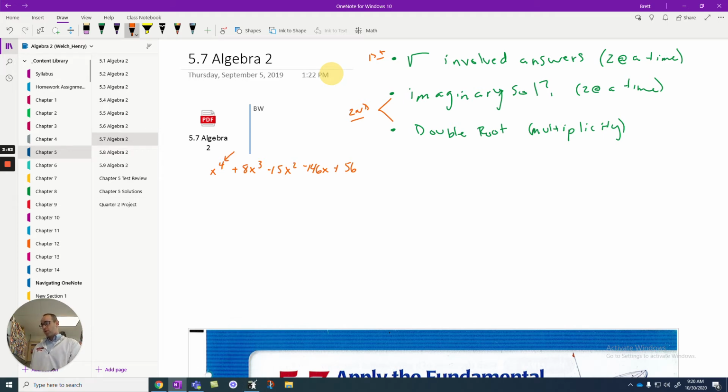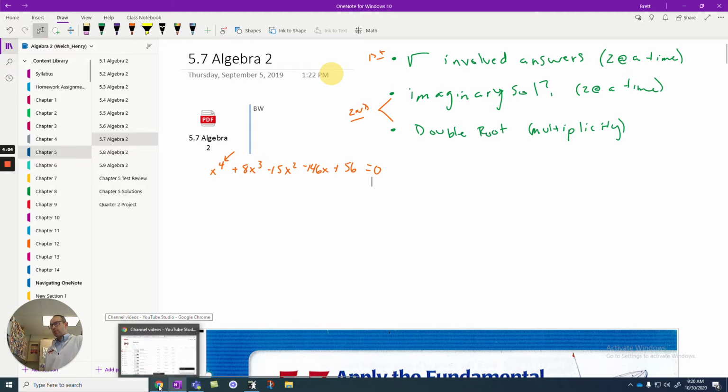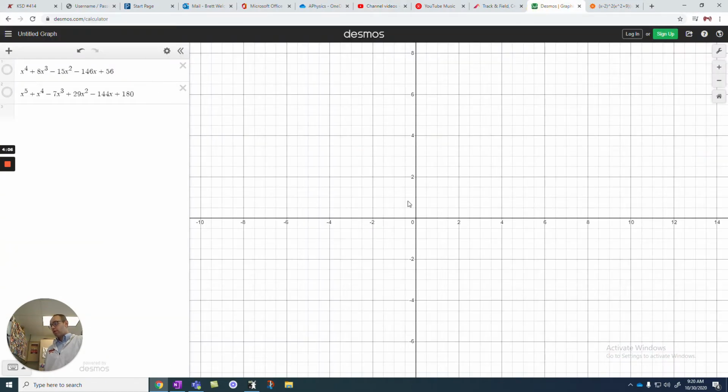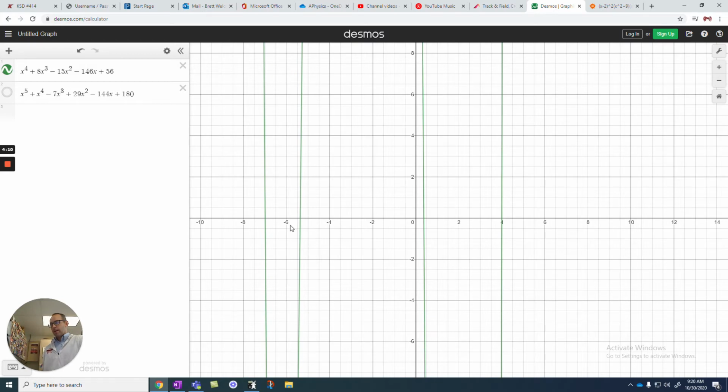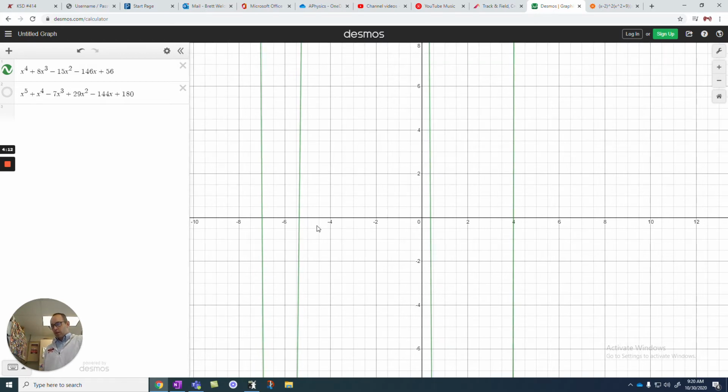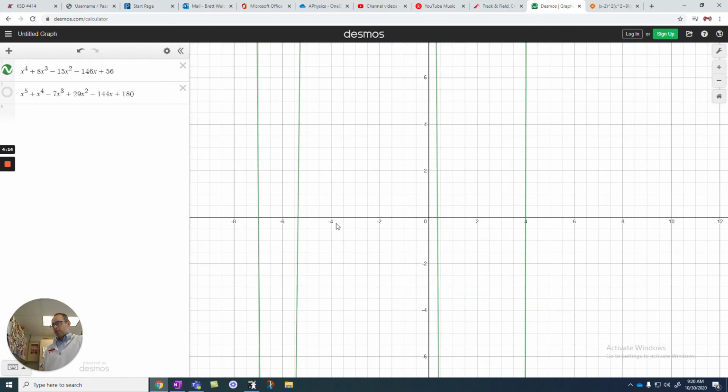There are 4 solutions to this problem when it equals 0, okay? Now that I know I'm looking for 4, I want to graph this. So I'm going to use Desmos today. Feel free to use other software or use your graphing calculator. It's totally acceptable. I'm on board. And we're going to look closely at what we have as solutions. Now I'm looking for 4 of them.